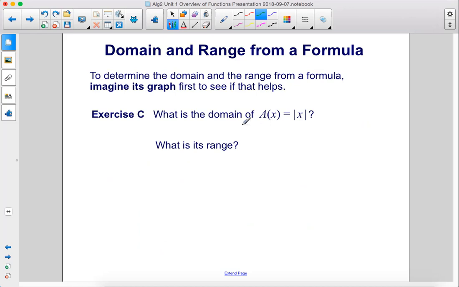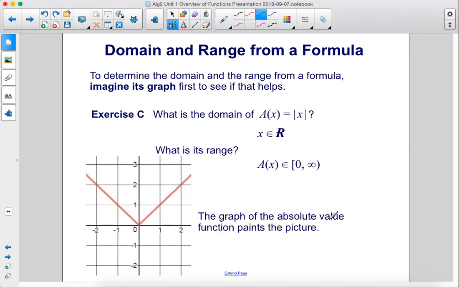Exercise C. What's the domain of a of x equals the absolute value of x? What's the range? Let's solve this on the next slide. Here's the graph of the absolute value function, and that definitely paints the picture.